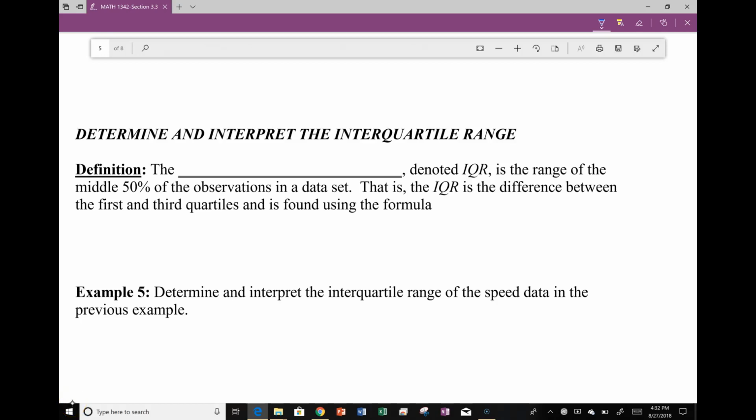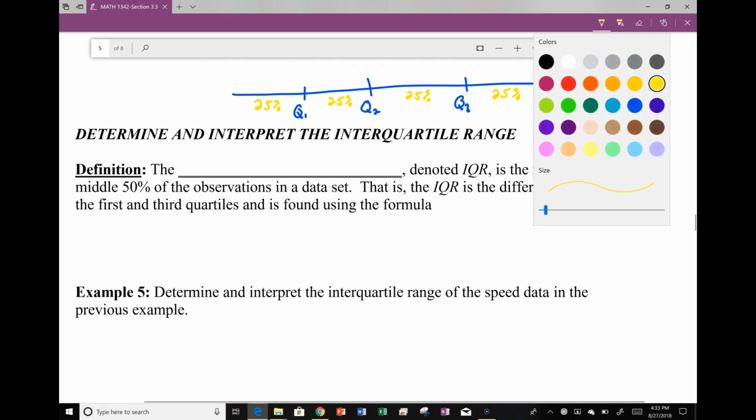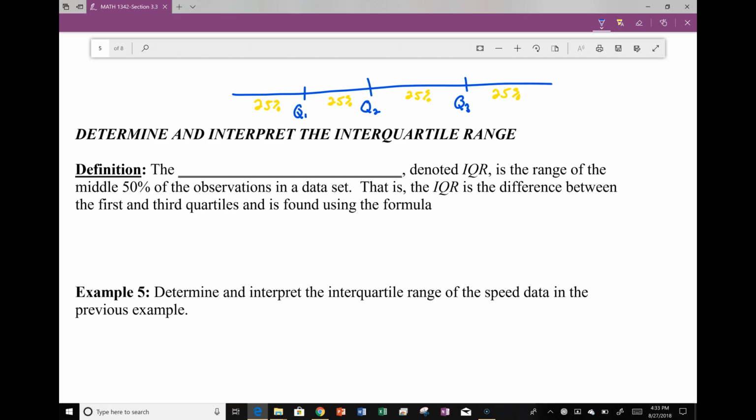In this video, we're going to continue working with quartiles. So recall that with quartiles, I divide my data into 4 pieces, and I have Q1, Q2, and Q3. Now, if I look at the data, this part represents 25%, 25% here, 25% here, and 25% here. And so whenever I'm looking at this, I want to determine this middle region.